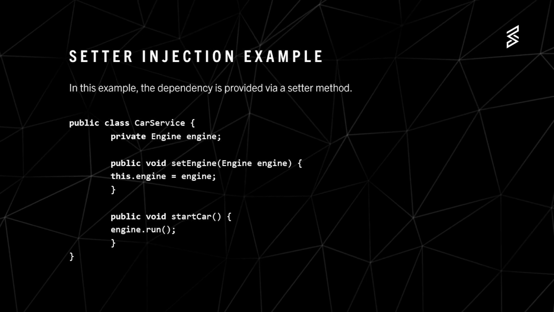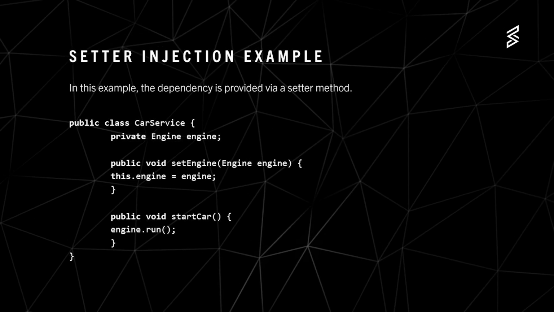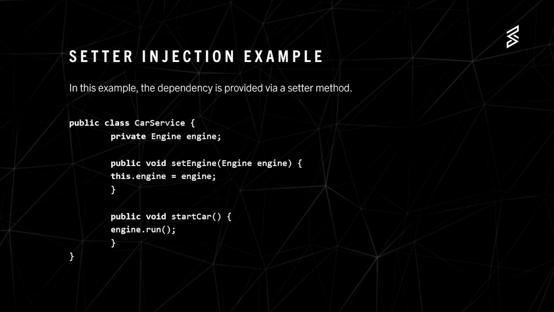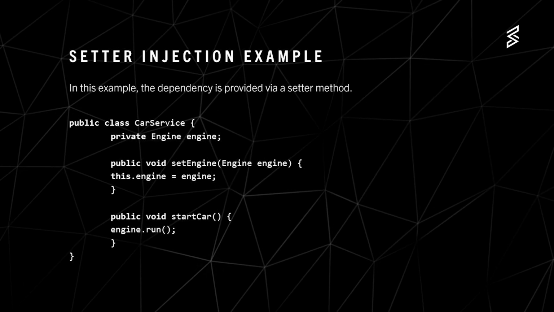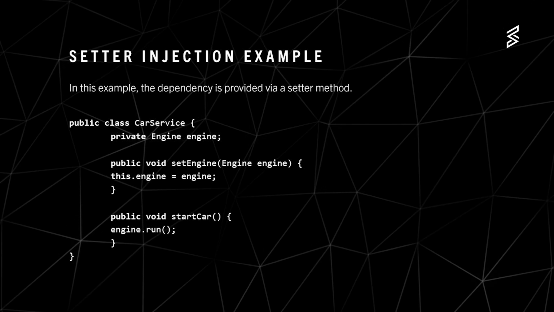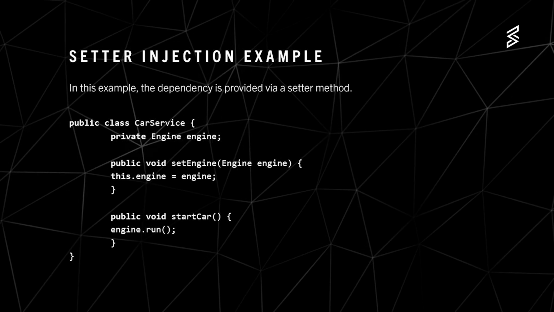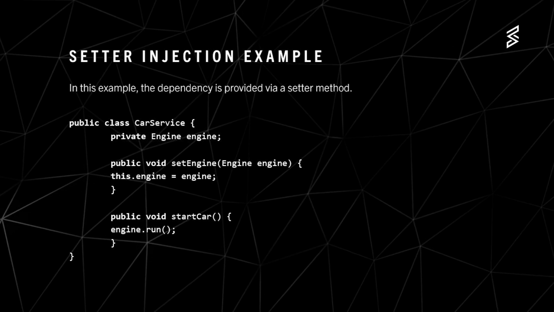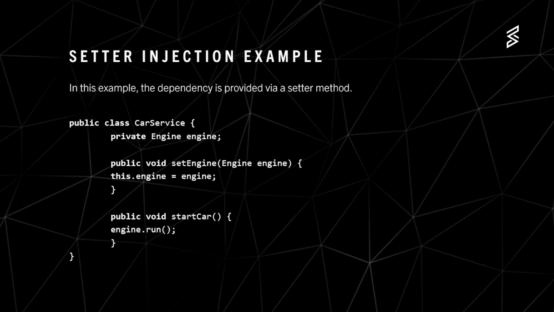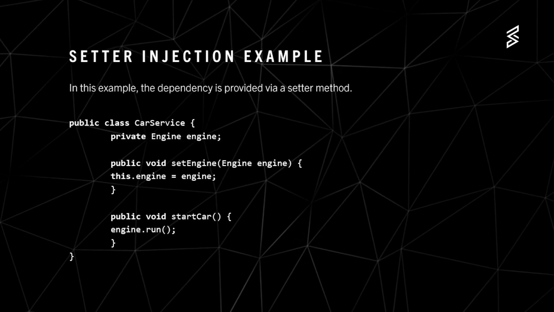Setter injection example. This is an example of setter injection. We define a public method setEngine, which accepts the dependency. Spring will call this method and provide an instance of engine when the application runs. Setter injection is especially useful when dependencies are optional or change after construction.